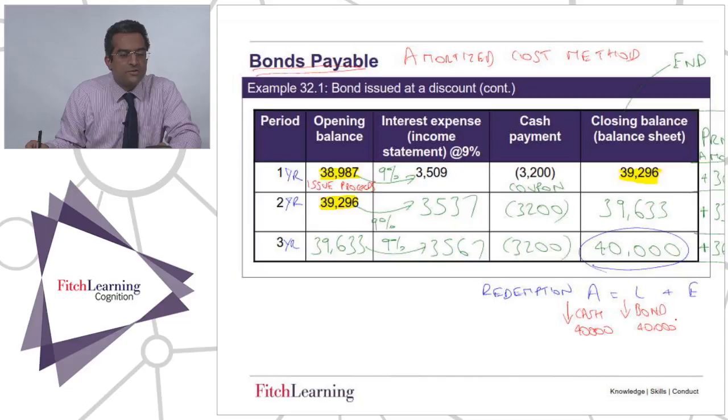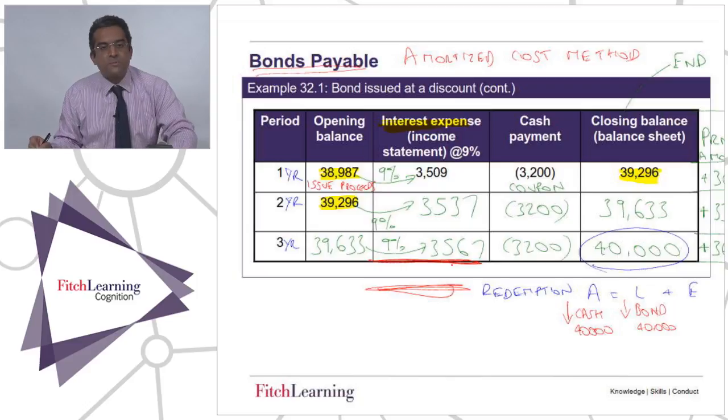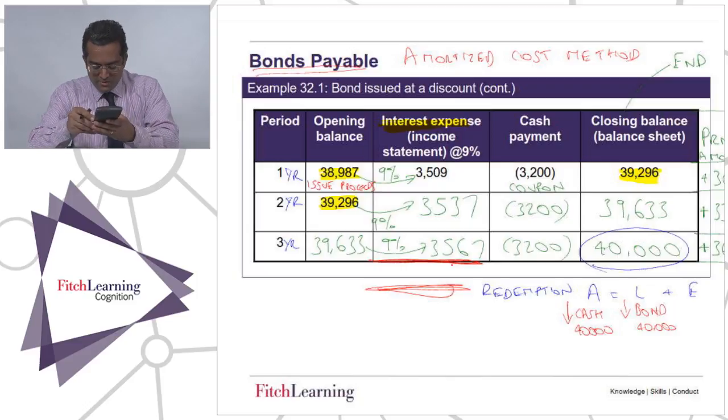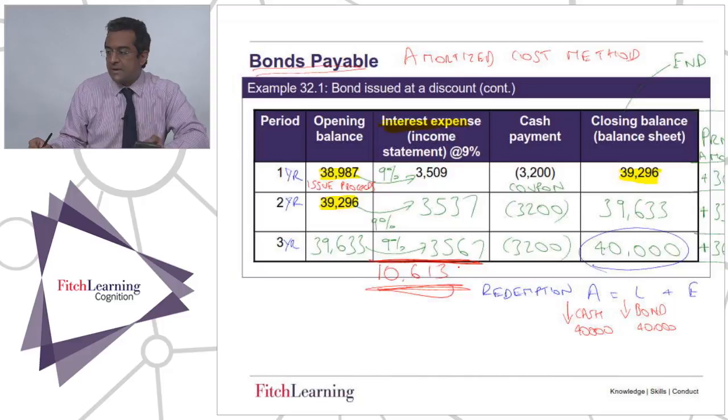By the way, also, guys, notice that what we have done is show that the interest expense essentially does reflect the true cost of debt for the issuer. If we have a look at the interest expense column, we can see the total. In the first year, 3,509. In the second year, 3,537. Third year, 3,567. Now, all of these amounts total to 10,613. Now, why is that important?